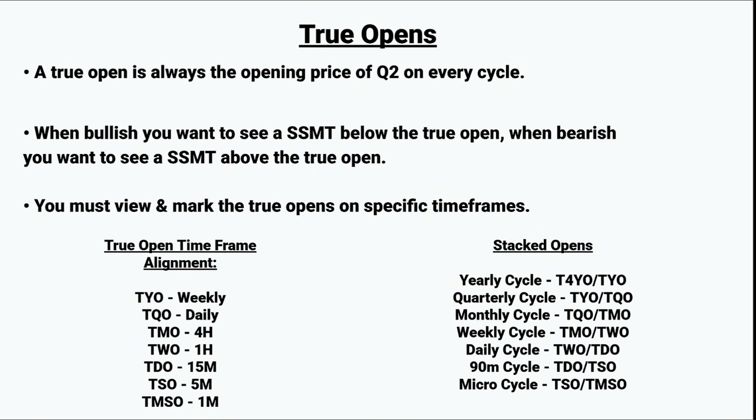And all we need to do is look at 2 true opens. Whenever we are above 2 true opens, we are at an extreme premium. Whenever we are below 2 true opens, we are at an extreme discount. So in the bottom right, you can see the stacked opens alignment, and I'll go through 2 examples with you guys now.